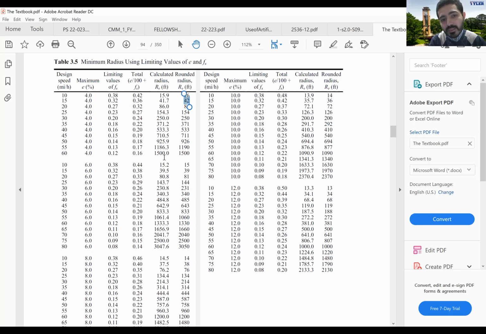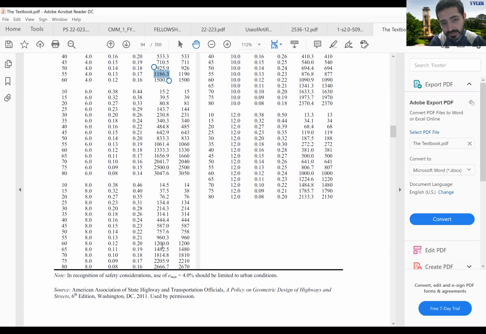Sometimes even to the nearest 5 if the number is big, like here 1186, again 1190. For some reason the bottom part here is not done right, where at least for this one, this is 1814.8. This is supposed to be 1820, not 1810. So please make sure, this is supposed to be 1820, not 1810. But that's your first example. Any questions on this example?